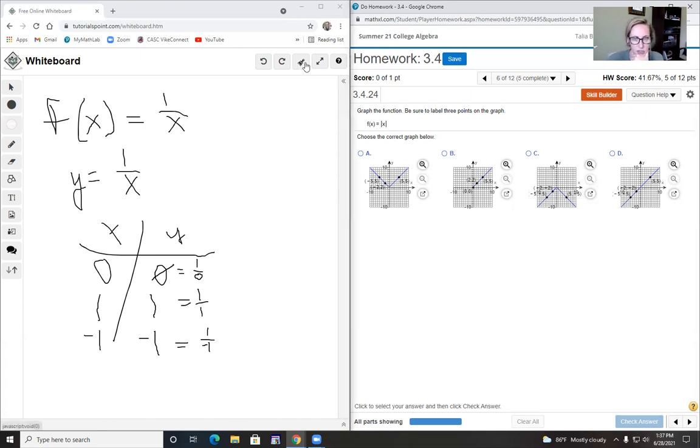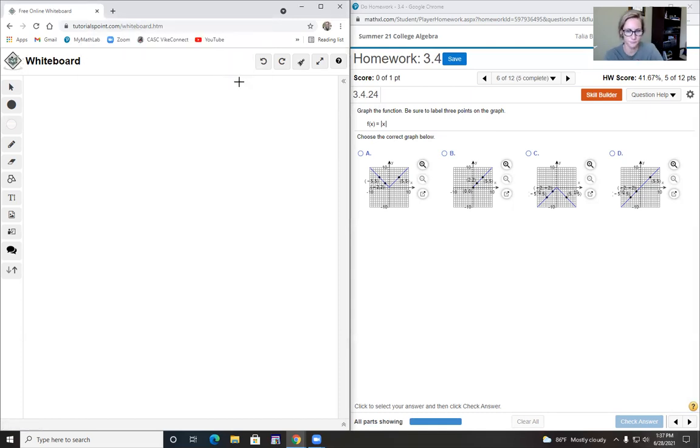All right, I'm going to go ahead and do this one, so we'll be halfway through. F of x equals the absolute value of x.